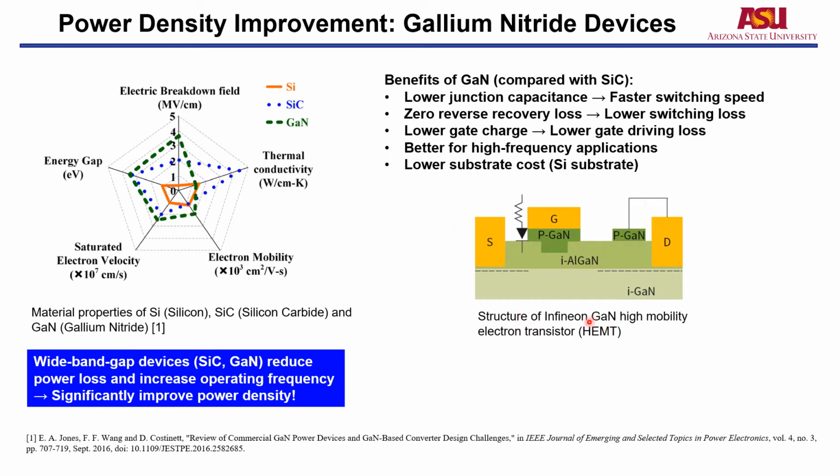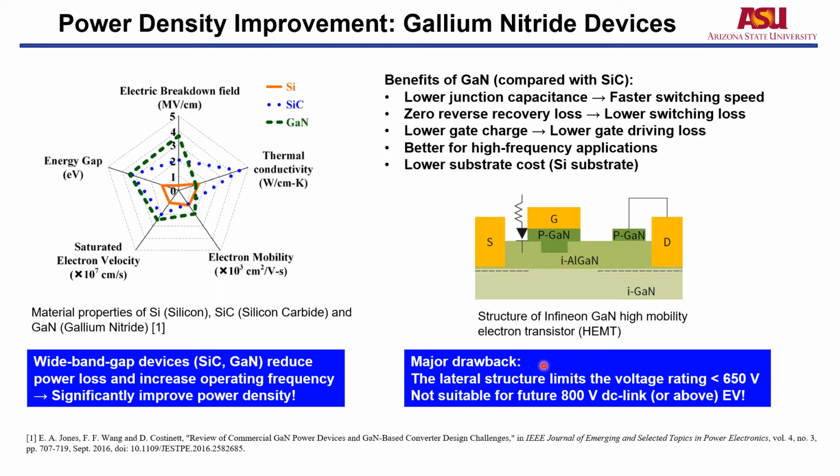This is the structure of an enhancement-mode GaN high electron mobility transistor. The major drawback for gallium nitride devices is the lateral structure, which limits the voltage rating below 650 volts for the commercial GaN power devices. So it is not suitable for future 800 volt DC-link or even higher EV applications.